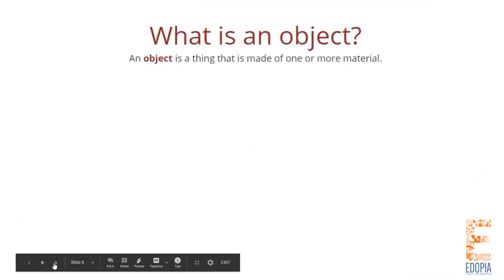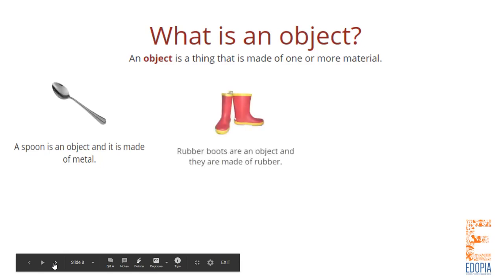So what exactly is an object? An object is a thing that is made out of one or more materials. For example, if you see a spoon around you, a spoon is an object, but it is made out of metal. But the question that we talked about in class was, is the spoon only made out of metal? The answer to that is no. We sometimes have a spoon that's made out of plastic as well. So one object could be made up of different materials as well.